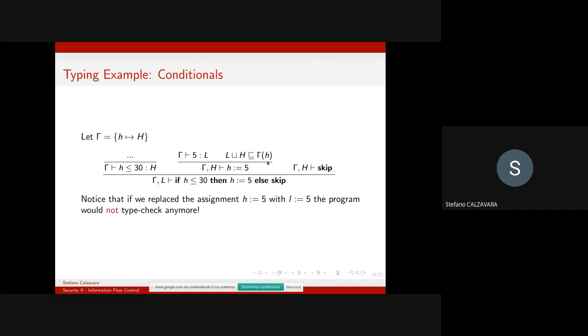Is it clear, this point? I assume it's clear.